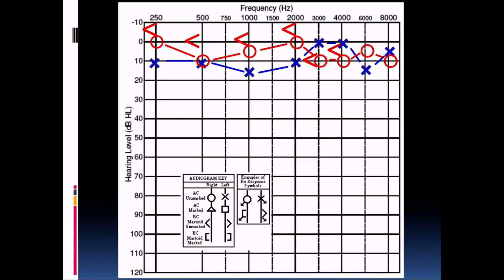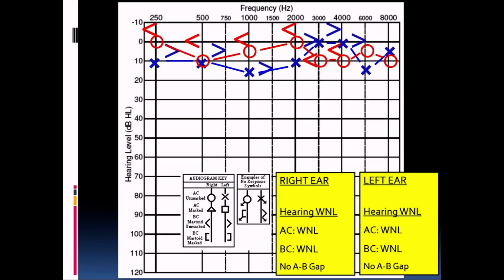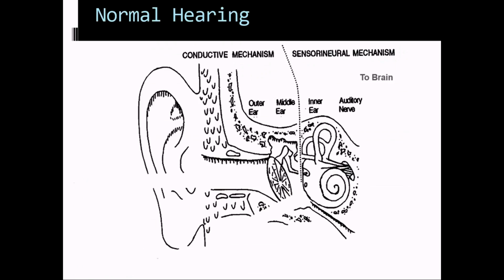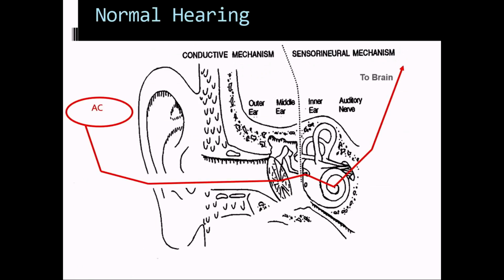If you look at the left ear, the same is also true. Right ear, hearing's within normal limits. Left ear, hearing's within normal limits. In this case, both the air conduction pathway and bone conduction pathway are functioning fully.